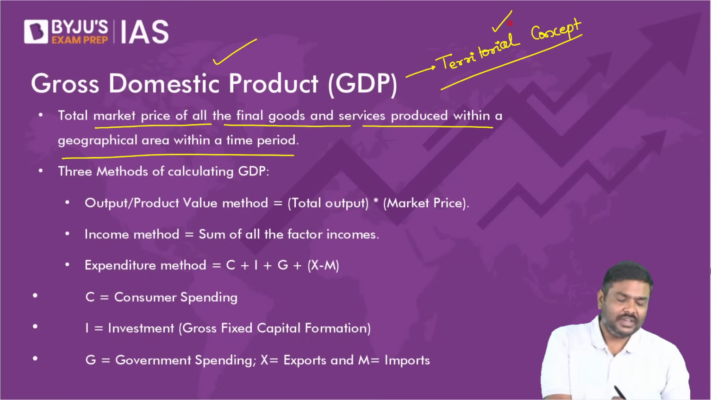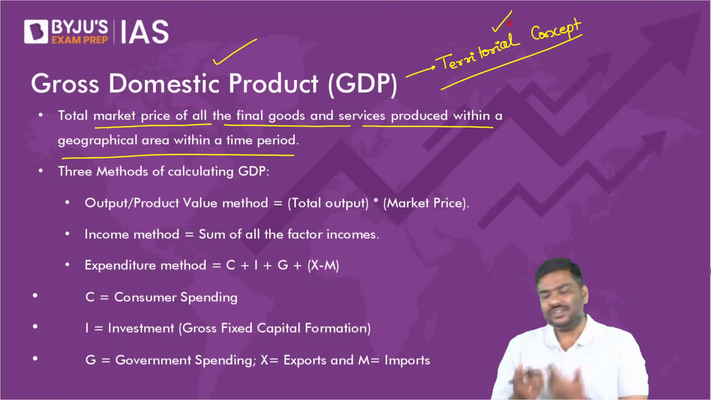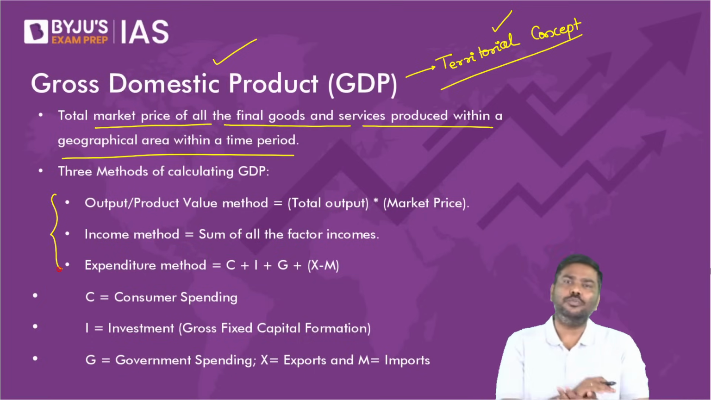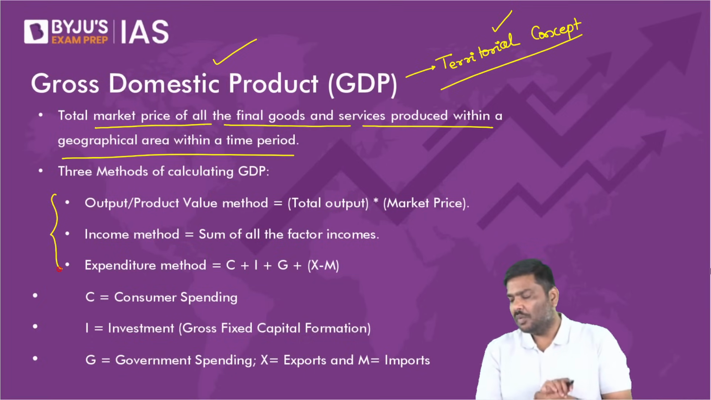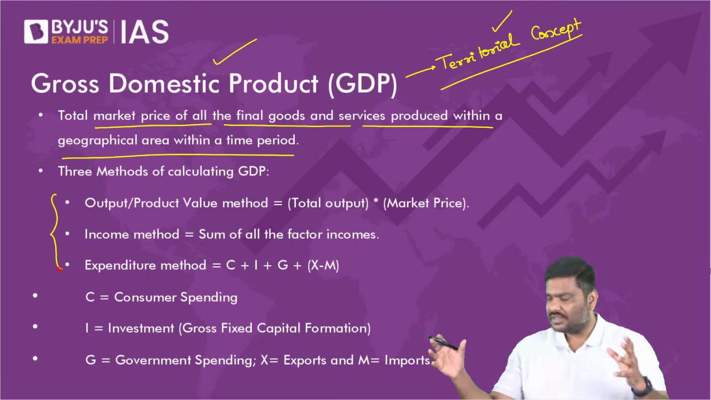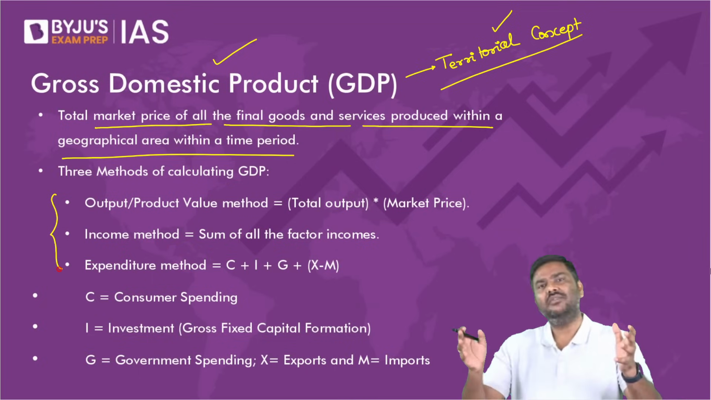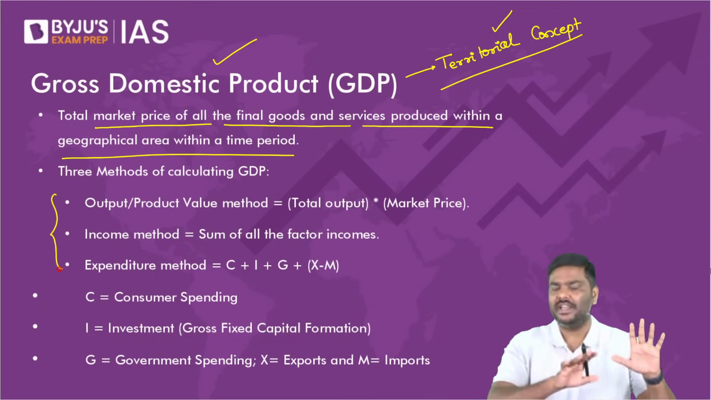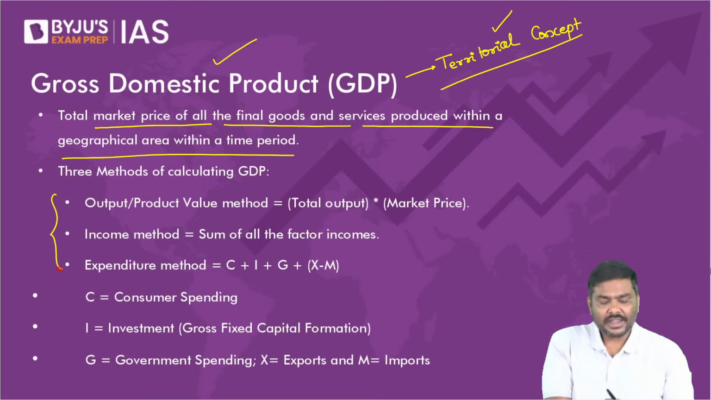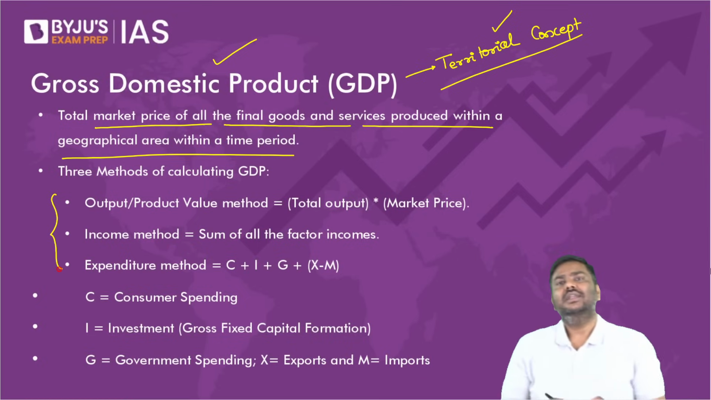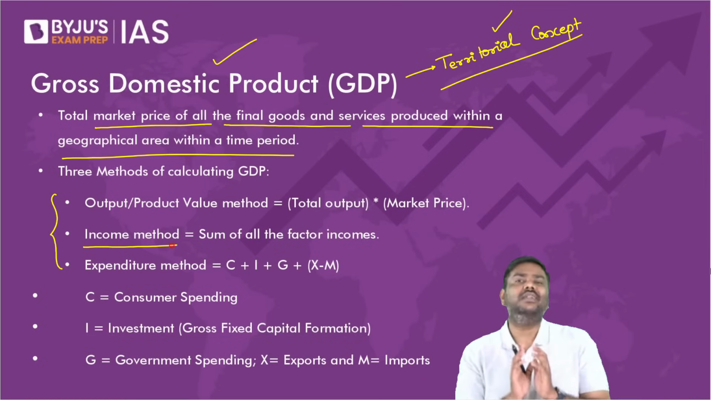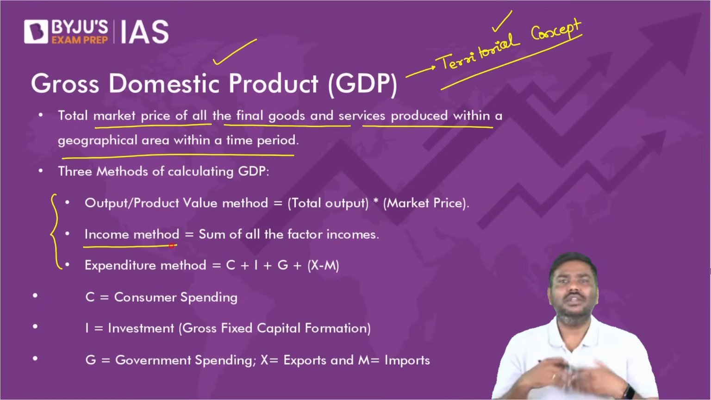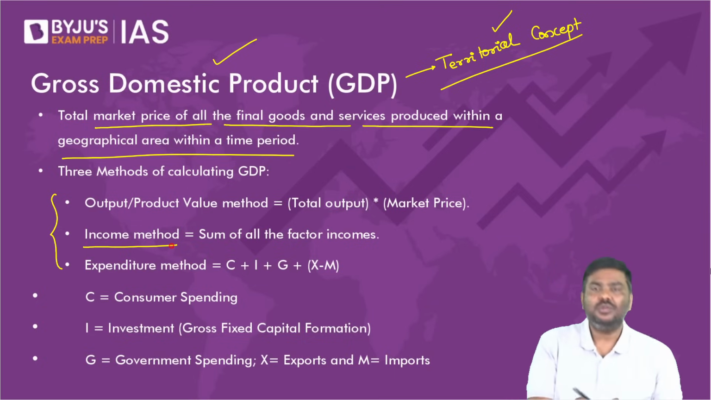Now, there are three different ways through which we measure GDP. One is called the output or product value method. Whatever the final goods and services are, count them, multiply that with market prices, and you will get GDP through the output method. Second one is the income method. Take the sum total of all the factor incomes, and that will give you the GDP through the income method.